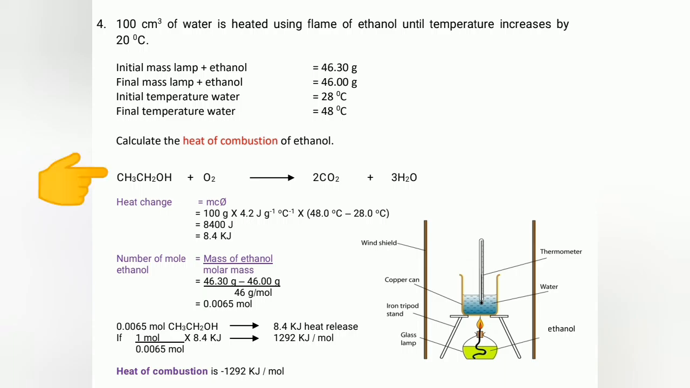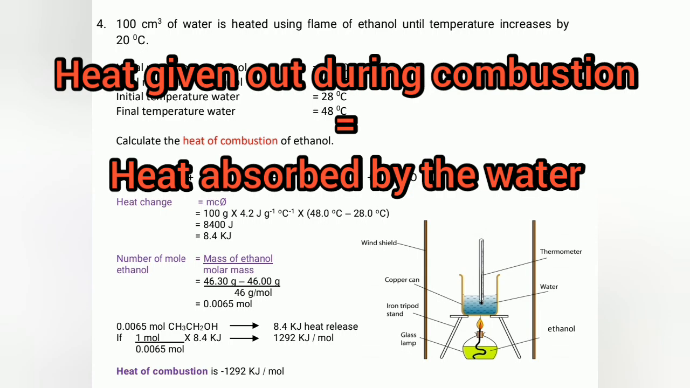First step, write down the balanced chemical equation for the reaction between ethanol and oxygen to produce carbon dioxide and water. And next, calculate the heat change using the formula heat change equals mc theta, where m is the mass of water used. This is because we assume that all the heat given out during the combustion of the fuel is absorbed by the water. Heat given out during combustion of the fuel equals the heat absorbed by the water.